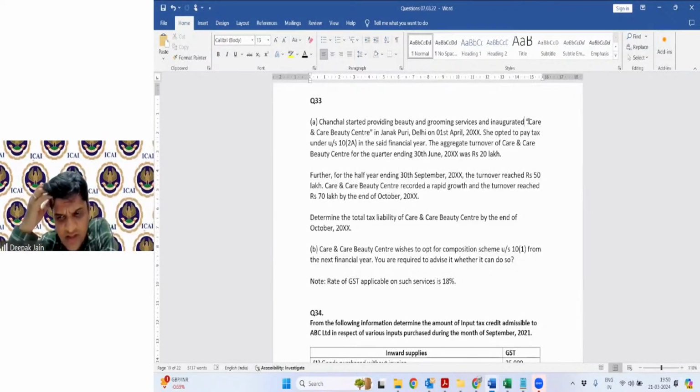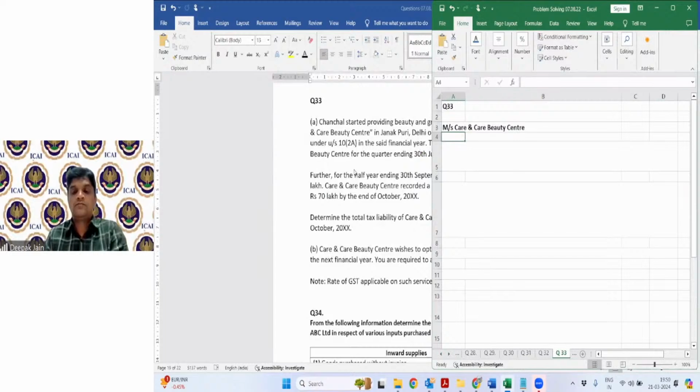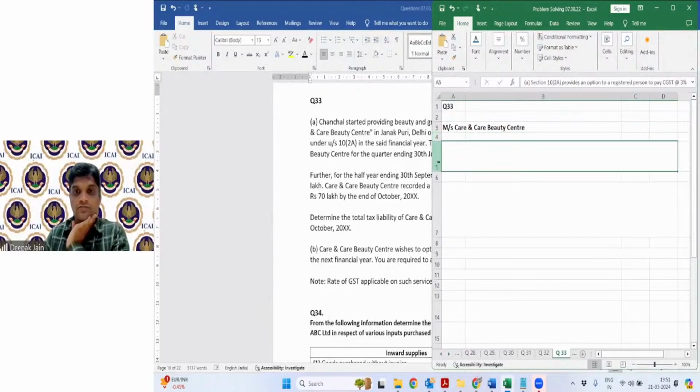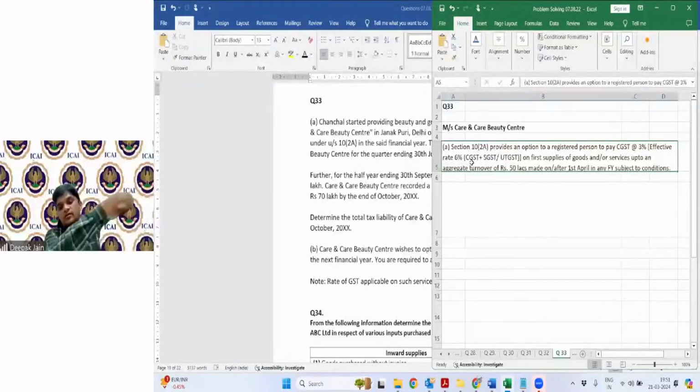Beautification is not an exempted service, nahi, exempted nahi hai. It is a taxable service. Section 10(2)(a) provides an option to a registered person to pay GST at 3%, which is 3% CGST and 3% SGST, effectively 6%.